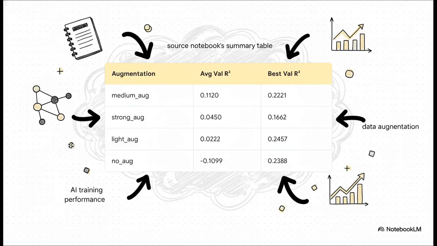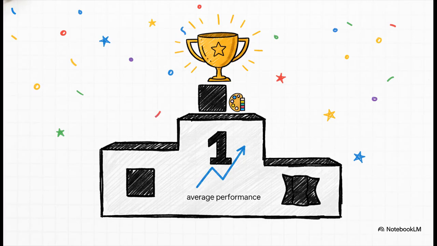And here we go. These are the final numbers, pulled right from the notebook's summary table. This cuts through all the noise from that chart and just gives us the cold, hard facts on performance. So the verdict is in. If we look at the average performance across all 20 rounds of training, medium augmentation is our clear winner. It gave the most consistent, the most reliable, and the highest performing results overall.